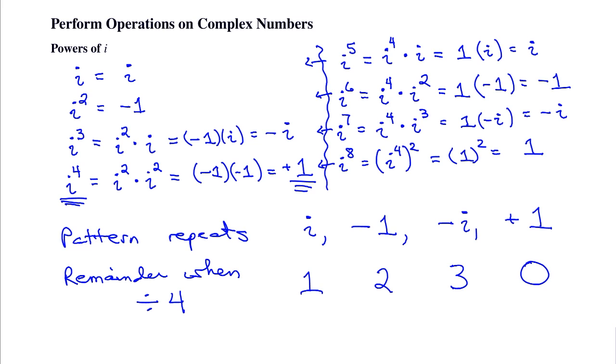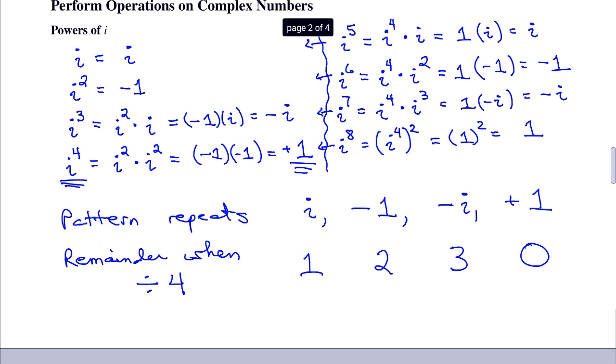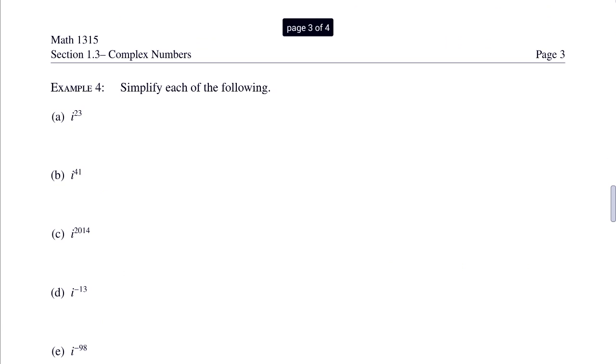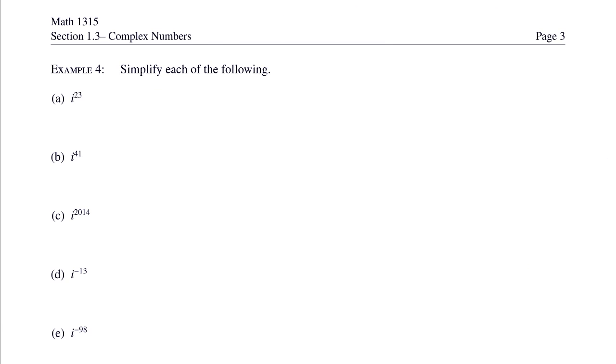Let's take a look at some examples. Simplify each of the following. So if we have i to the 23rd power, let's take 23 and divide it by 4. That would be 5 with a remainder of 3. So we're only looking at the remainder. We don't care what the quotient is. What this tells us is that i to the 23rd is the same thing as i cubed, and we know from the first part of our chart that i cubed is negative i.